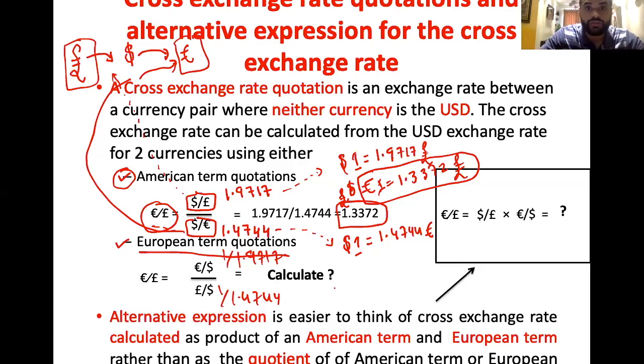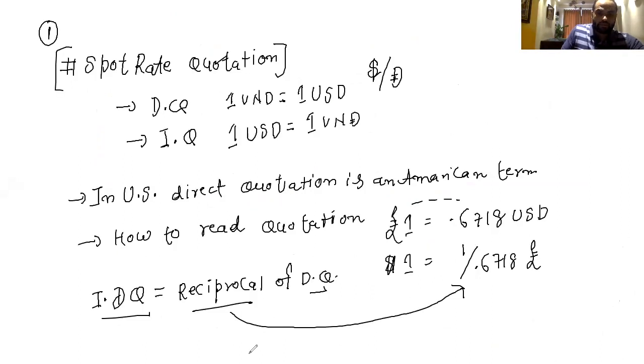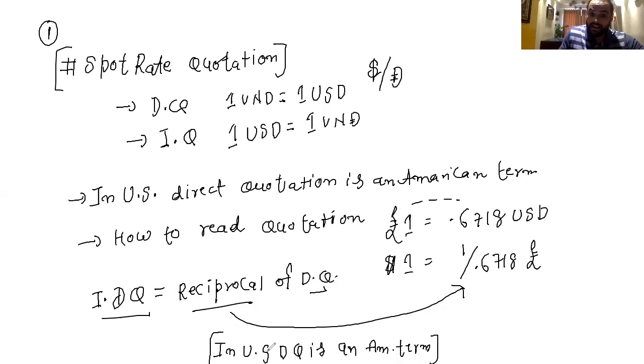Let me write down if you do not remember that. So let me write here. In US, direct quotation is an American terms, all right? And in US, indirect quotation is European terms.